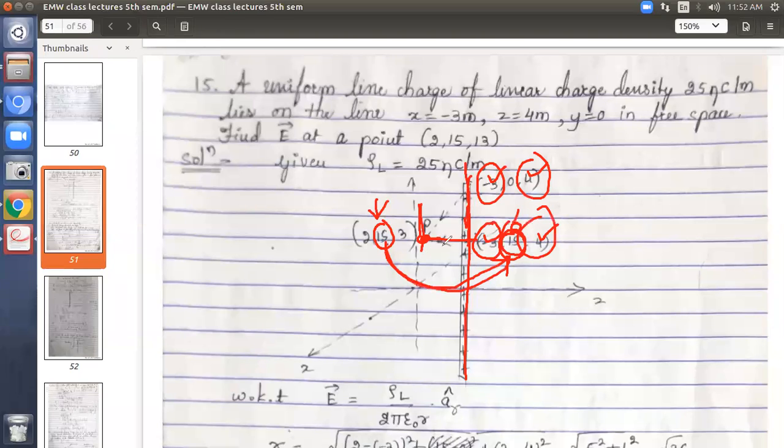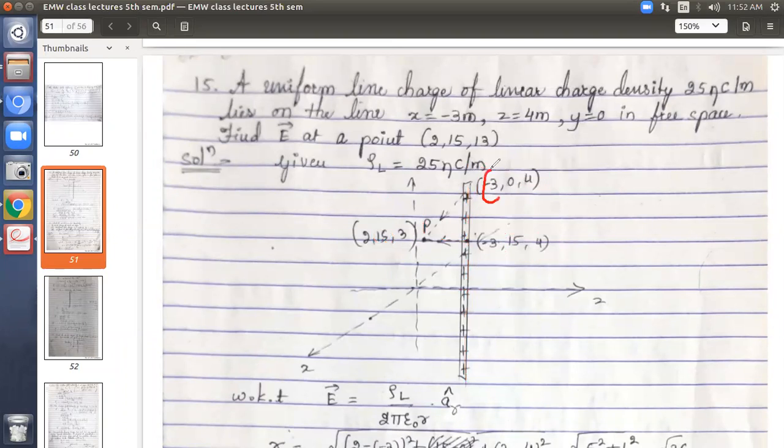Okay, very important to mark this point. Let me repeat it. X and z, as the line is common. Okay, so this point will have x as -3 and z as 4, same as that of this line. However, the y point will be 15, as the point P is parallel to the line, so 15 will be the y direction point. Okay, we have marked this point now.